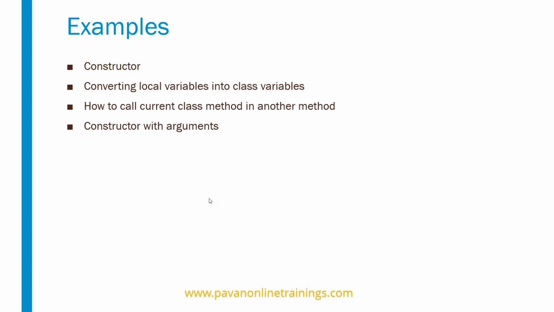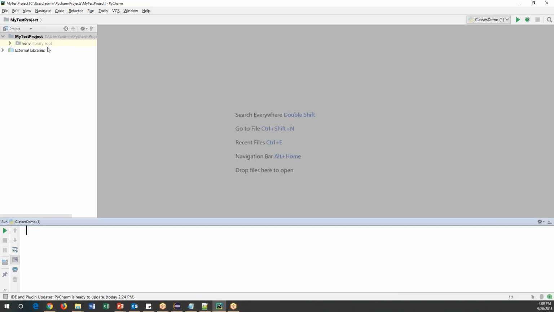So let's see how to use a constructor in Python, how to convert local variables into class variables, how to call a current class method in another method, and constructors with arguments. So let us see one by one practically. Let's open my PyCharm. So how to use a constructor in Python, how to create a constructor.